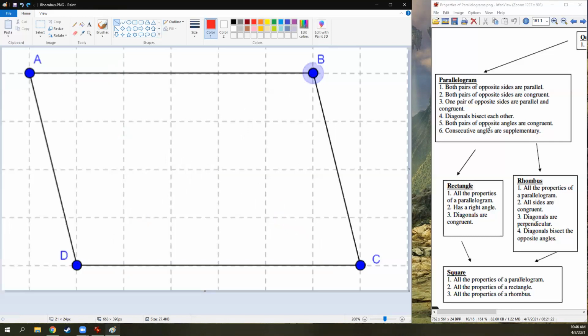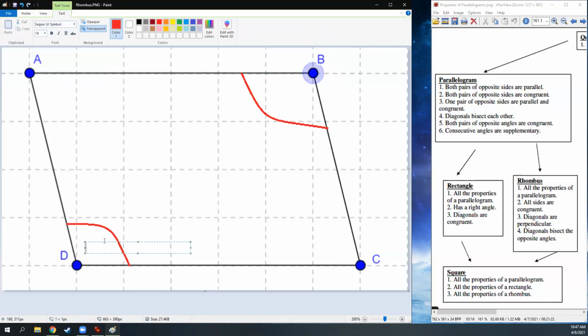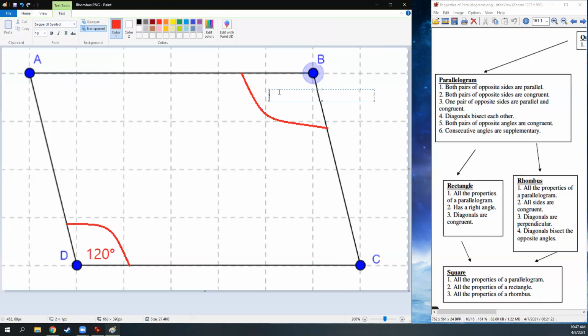Both pairs of opposite angles are congruent. Both pairs of opposite angles. Well, if I got an angle here and an angle here, they are considered opposite because they are across the shape from each other. And since they are considered opposite, whatever this angle equals, so will the other one. If this was, I don't know, 120 degrees, then this one over here would have to be 120 degrees. Opposite angles are equal.